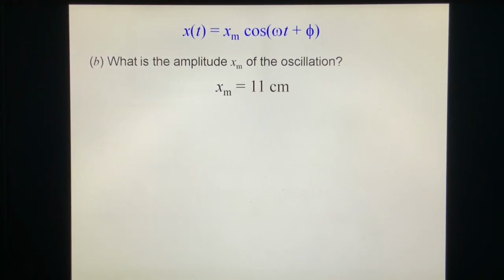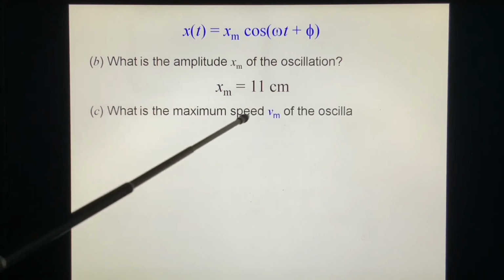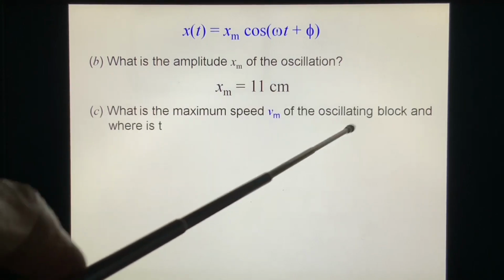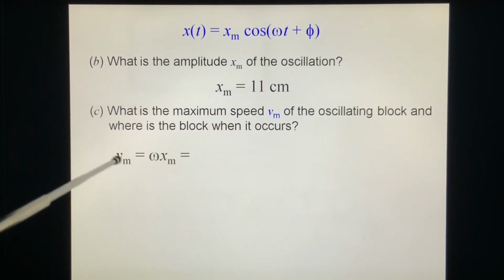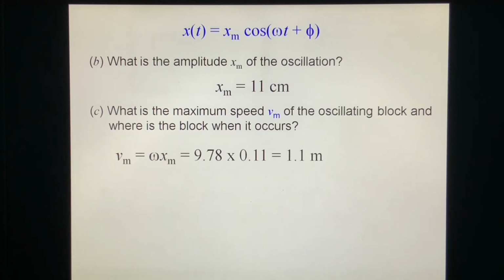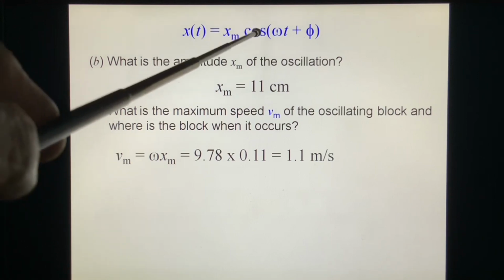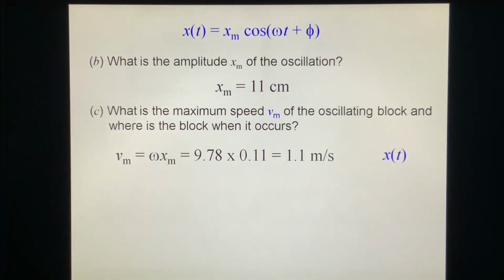It's the maximum from energy conservation. What is the maximum speed vm of the oscillating block, and where is the block when it occurs? Then we see the maximum velocity is omega xm. So we put the numbers in. When does it happen? The maximum of v is sine. When sine is maximum, cosine is 0. So it happens when x at t equals 0. Any time when x equals 0, you get a maximum v.